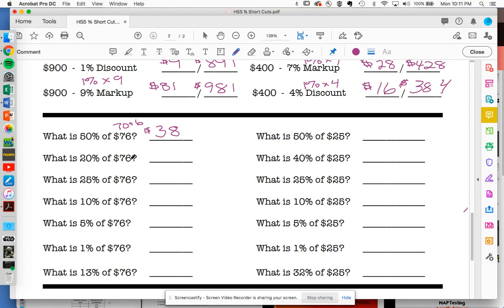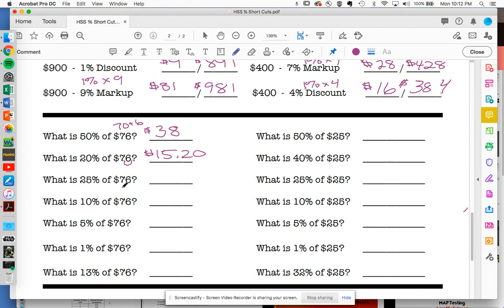Now, 20% of 76, I need to first find 10%. How do I find 10%? I move my decimal point 1 to the left. That's $7.60, but I don't need one 10%. I need two 10%. So I need to double $7.60. What's $7 doubled? 14. What's 60 cents doubled? 60 cents and 60 cents. That's $1.20 plus your 14 would give you $15.20.